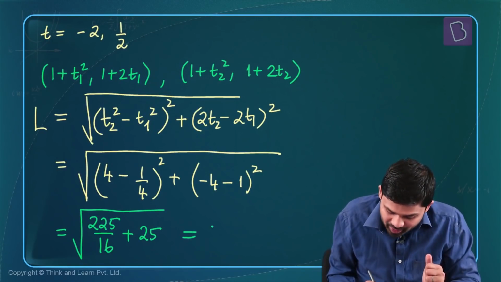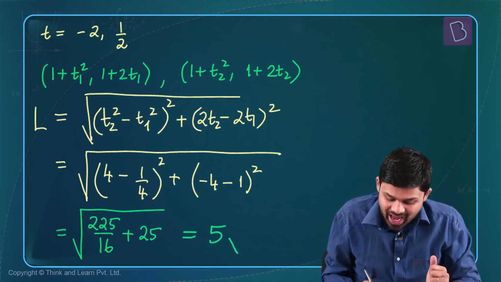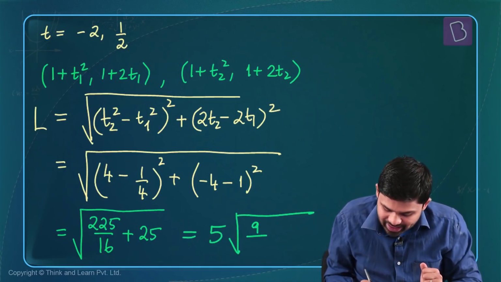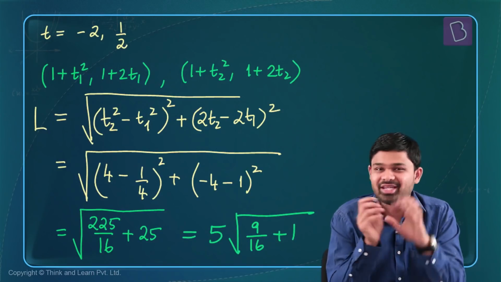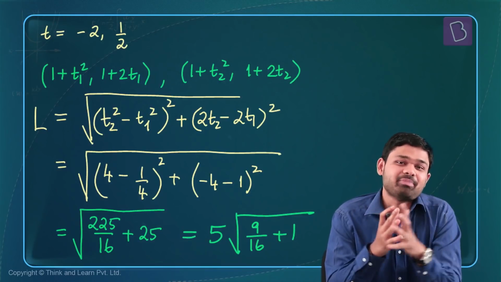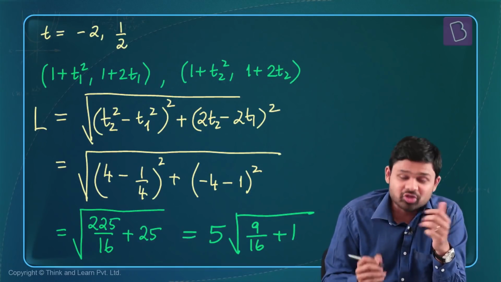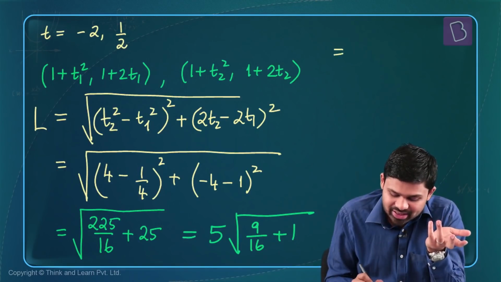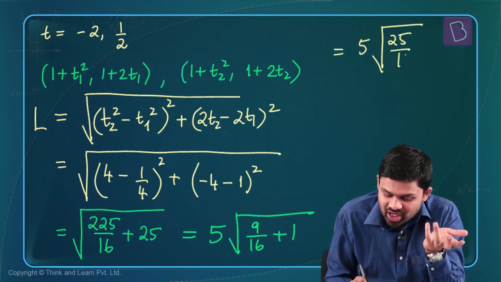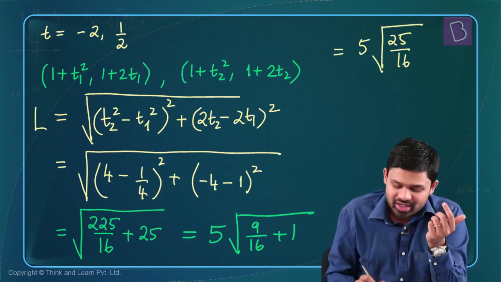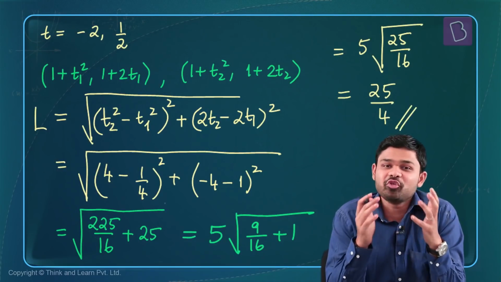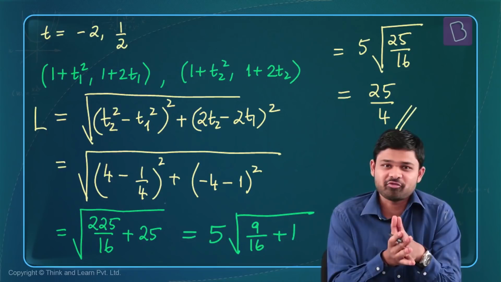I'm going to take a 25 common out. 25, the under root of that is 5, and then under root of 25 9s are 225, so I get a 9 by 16 plus 1. Now 9, 16, when you add 9 and 16, you get 25. It's a very famous Pythagoras triplet. So we are going to make use of that to simplify this. So the answer turns out to be 5 times under root of 25 by 16, which is 5 into 5 by 4. That's nothing but 25 by 4. So the length of the focal chord is nothing but 25 by 4.